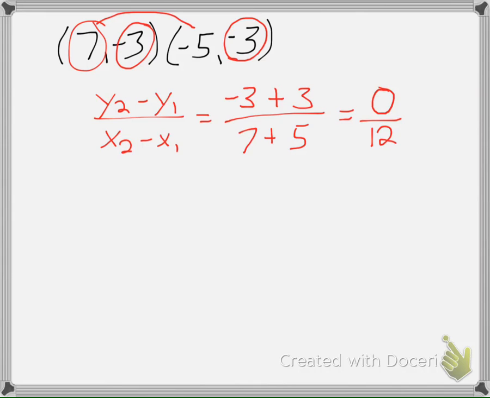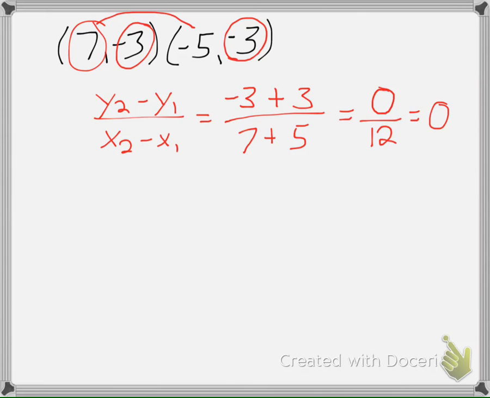Although really, I could care less what 7 plus 5 gives us, because 0 divided by anything is 0. So it doesn't matter whether 7 plus 5 is 12 or 20 or negative 18. It really wouldn't matter, because whatever it is, we're just going to divide 0 by it, which means we're going to get 0. This is an equation of a line that has a 0 slope.